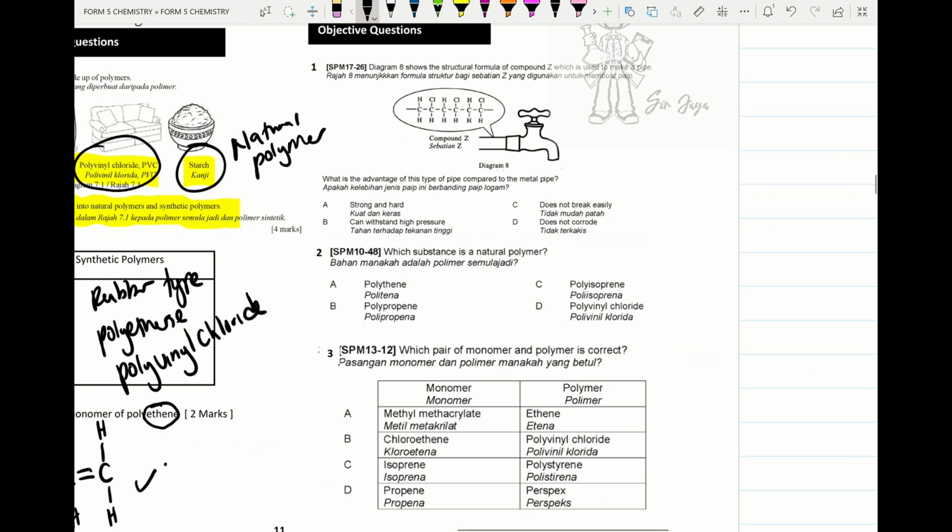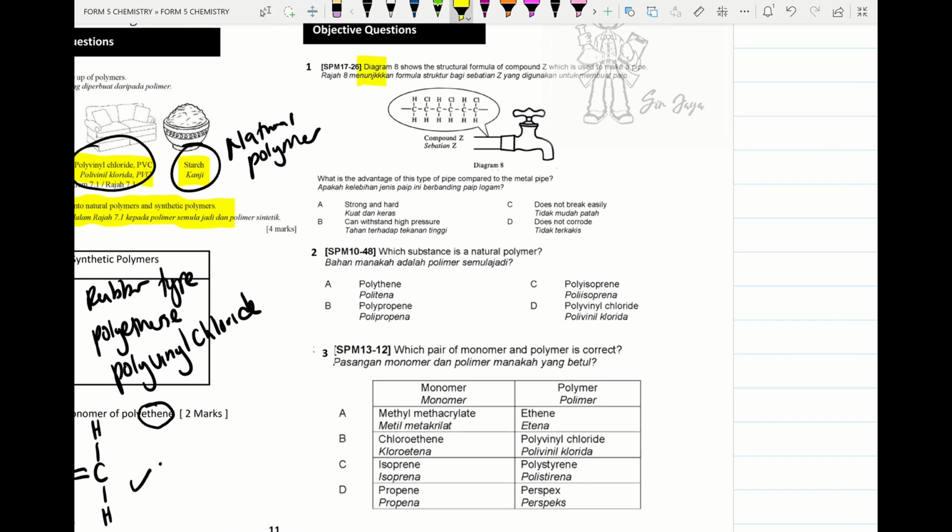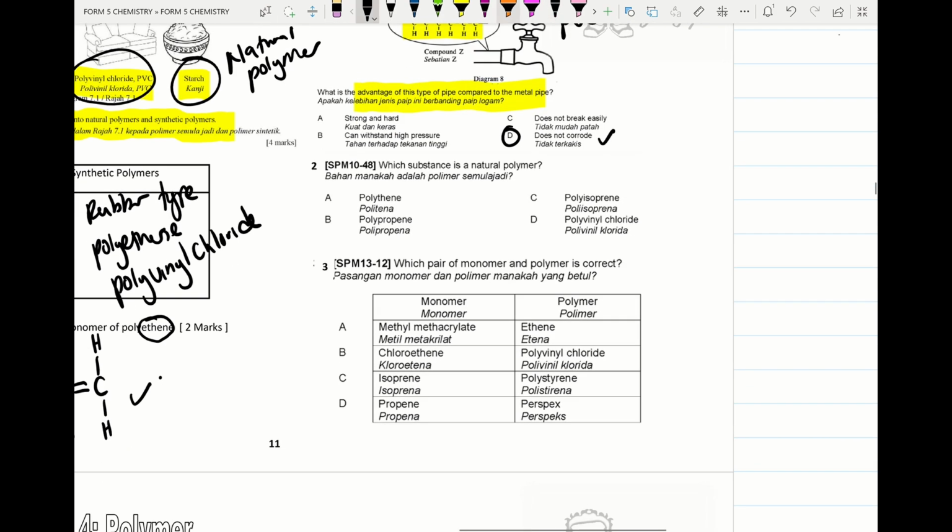Now we try to check the objective questions. The diagram shows the structural formula of compound Z, which is used to make a pipe. So they use polyvinyl chloride, and this is known as PVC pipe. What is the advantage of using this pipe? This pipe does not corrode. So the suitable answer will be D. We move on to the next question.